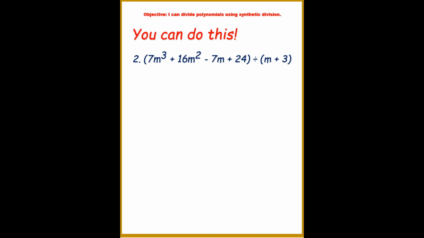So the second one is 7m cubed plus 16m squared minus 7m plus 24 divided by m plus 3. Then the third one, z cubed plus 13z squared plus 40z plus 36 divided by z plus 9. Just copy it and do not solve it yet. 10 more seconds.